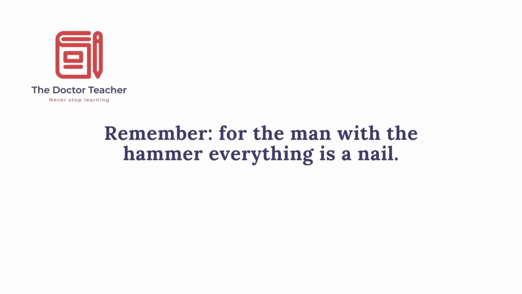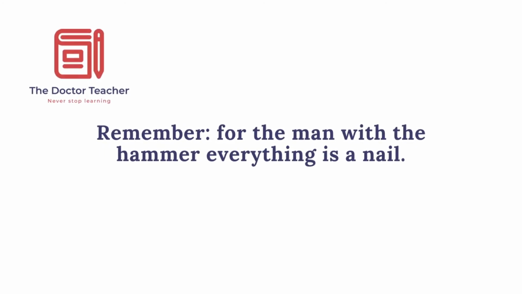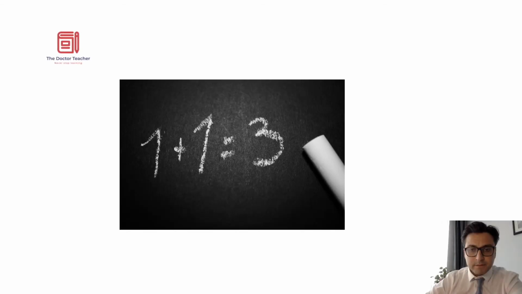Remember, for the man with the hammer, everything is a nail. So we all make mistakes, and there are several ways a doctor can make an error. One major reason for a medical error is bias, or our biases. And in medicine, biases can disguise themselves in many different ways.